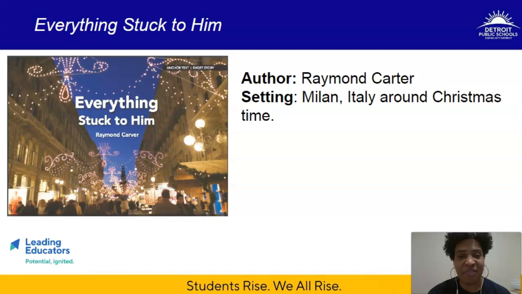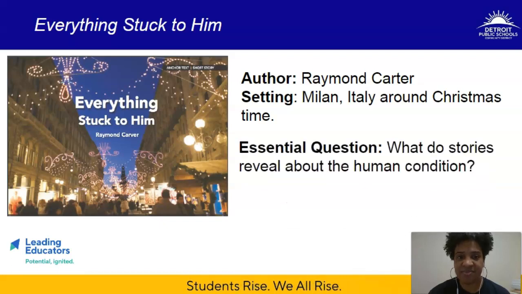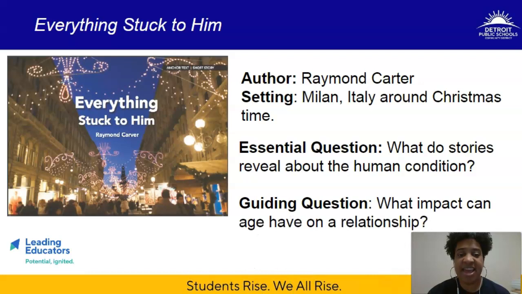Final reminder about the background of the story, written by Raymond Carter, setting Milan, Italy around Christmas time. And as always, centered on our essential question today: what do stories reveal about the human condition? And specifically related to the text, what impact can age have on a relationship? So those are the questions you've been wrestling with throughout the entire series of lessons, and you've answered them, discussed them, engaged with them, and used them to help you clarify the overall meaning of the text.